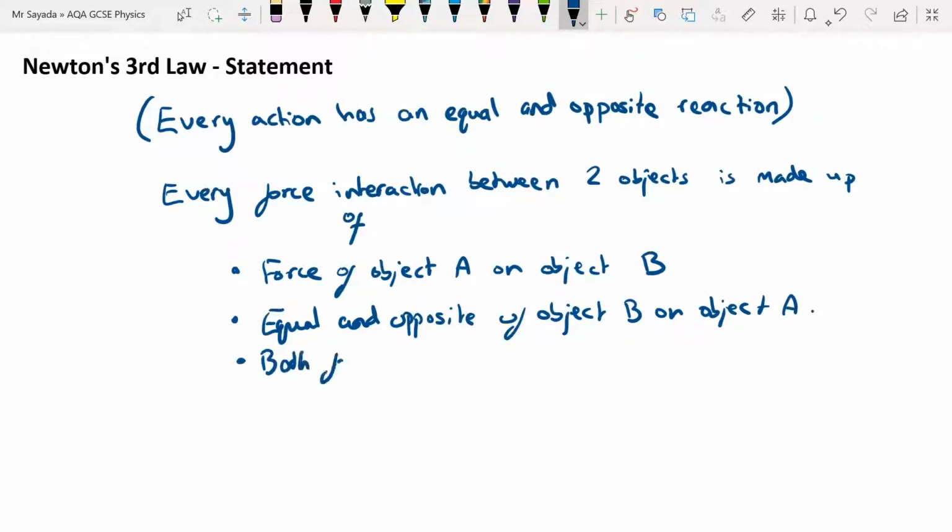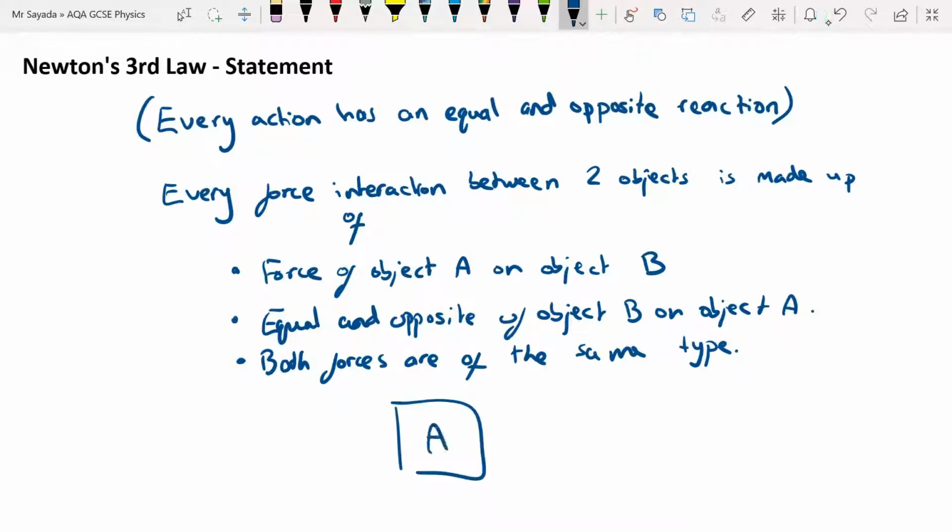Both forces are of the same type. So what I mean is, whenever we have a force, that is an interaction between two bodies, between two objects. And if there is a force of one object on the other, and I'm calling those two objects A and B. So if we've got object A and object B, and object A is exerting a force on object B. So let's say these are magnets and A is repelling B. So this here is the force of A on B.